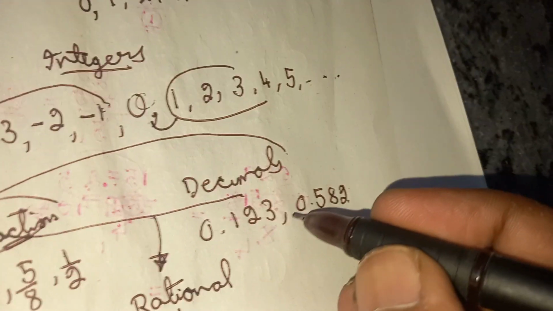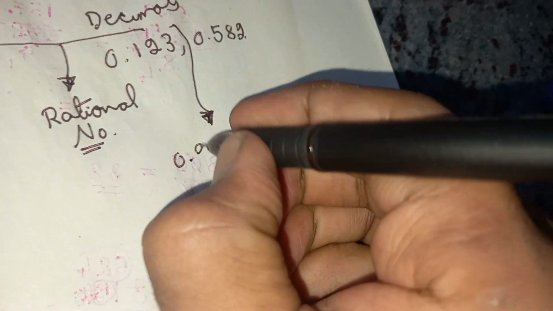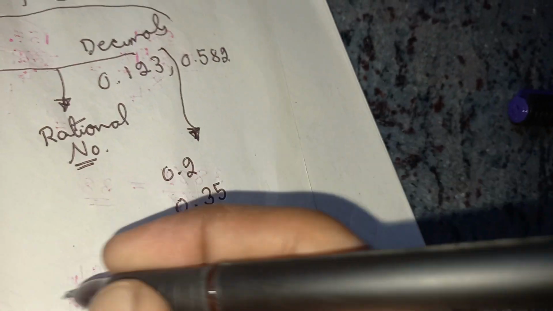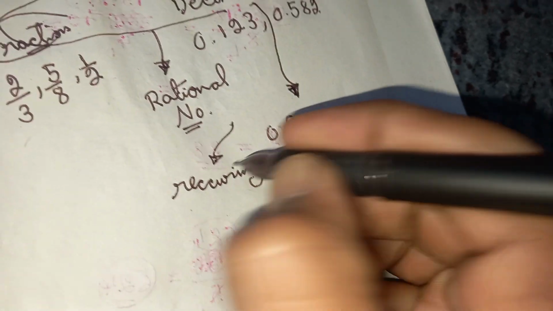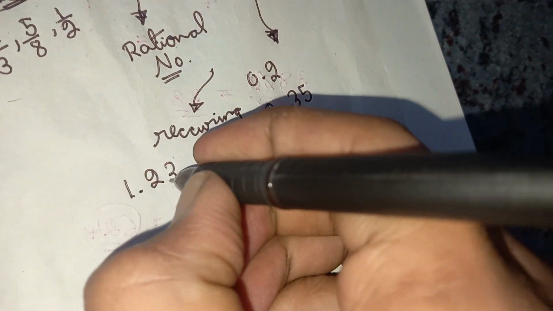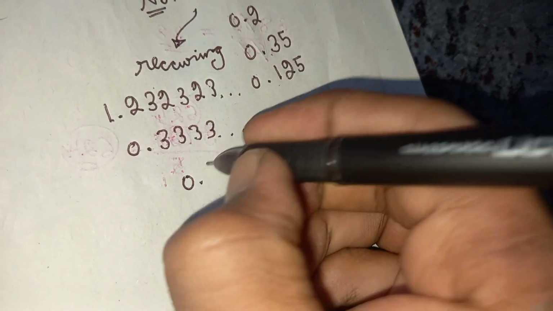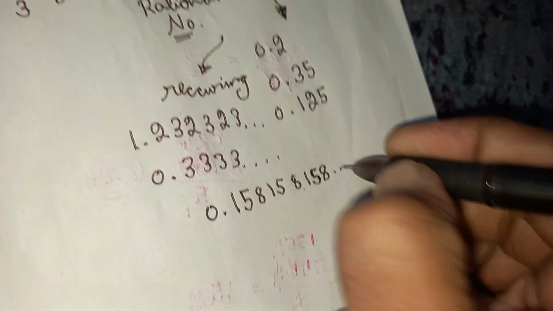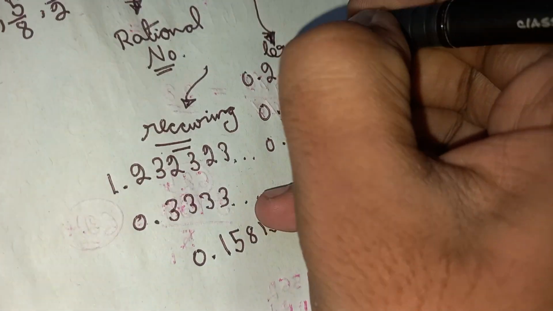Among decimals also, there are many types. Those that end are known as terminating decimals, like 0.2, 0.35, or 0.125. Then there are non-terminating or recurring decimals. Recurring decimals won't end; they keep on continuing, like 1.232323, where 23 keeps on continuing, or 0.33333, or 0.158158, where these three digits keep on repeating. These are known as recurring decimals, and the others are known as terminating decimals.